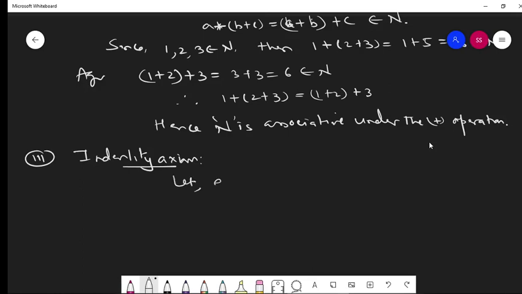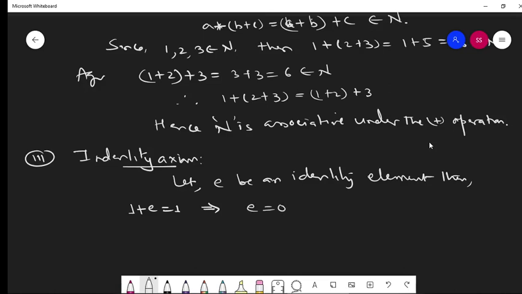Let E be an identity element. Then 1 plus E equals 1. The identity element of a number is the number itself. So 1 plus E equals 1, that implies E equals 0. But 0 does not belong to N.